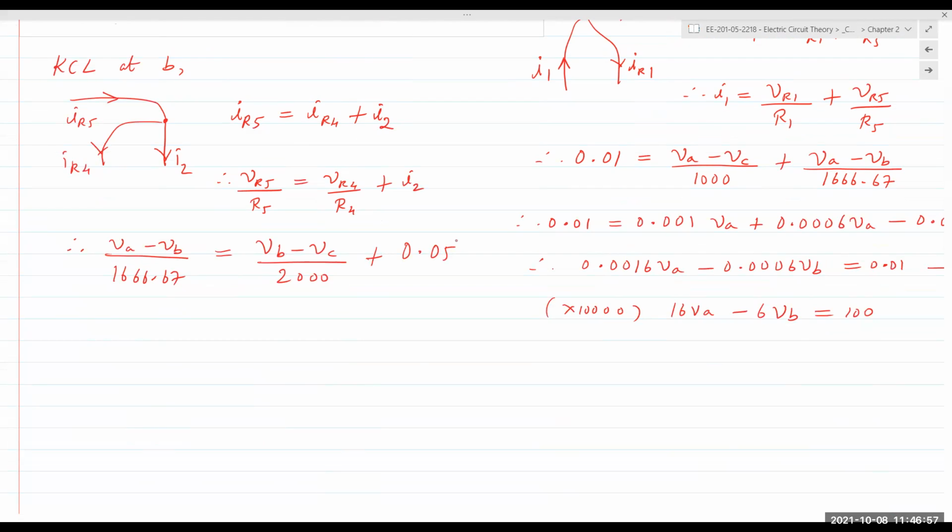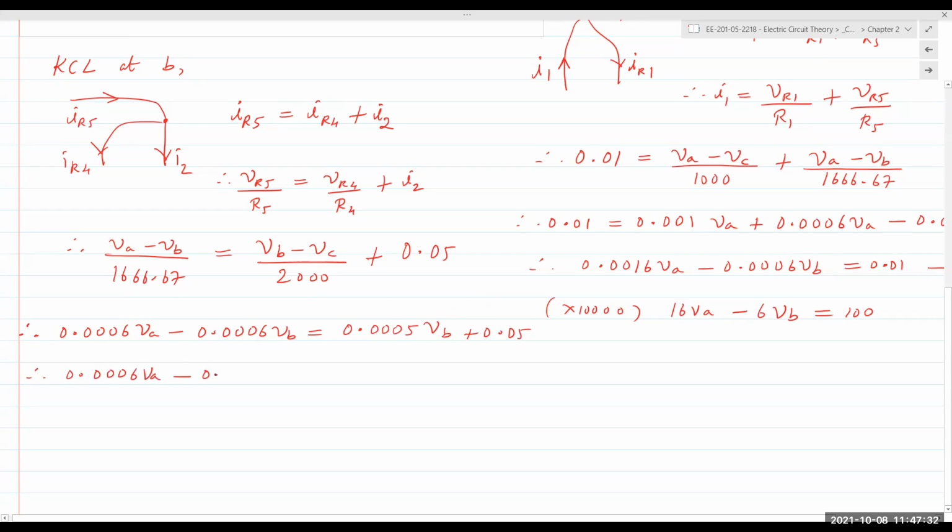And because it's 0, I can combine this and I can write 0.0006 VA minus 0.0006 VB is equal to 0.0005 VB plus 0.05. Rearrange the terms again in the standard form, and you would get 0.0006 VA minus 0.0011 VB is equal to 0.05.